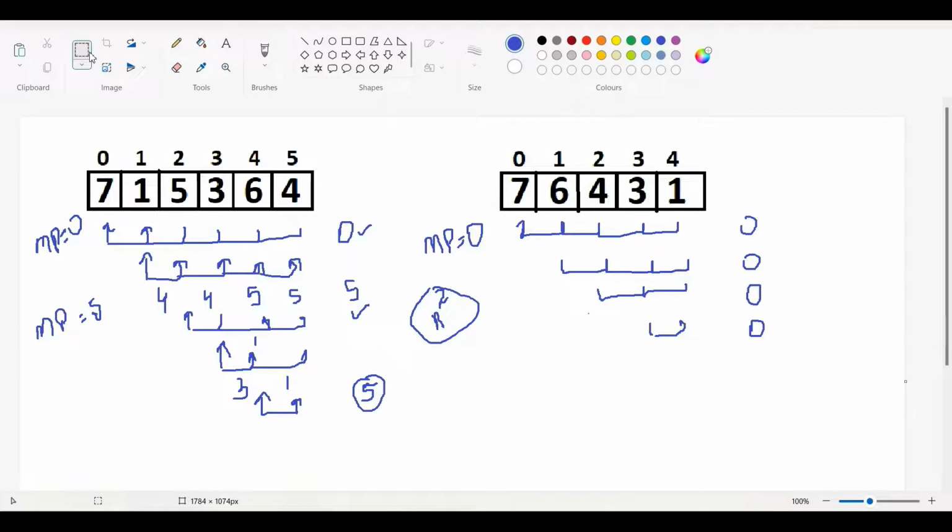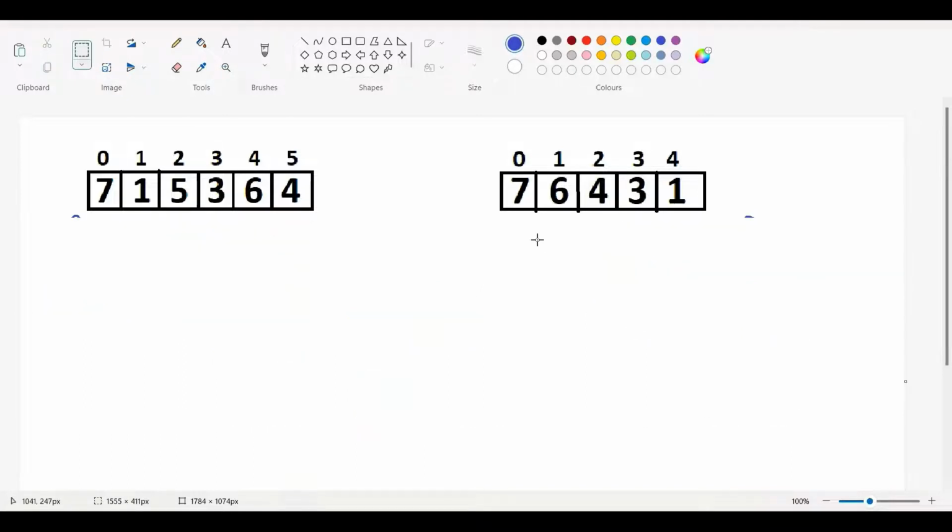So let me remove all this. Okay, so we are done with that. Our better approach says that what we can do is initialize... there are actually two better approaches. Okay, so let me see the first one.